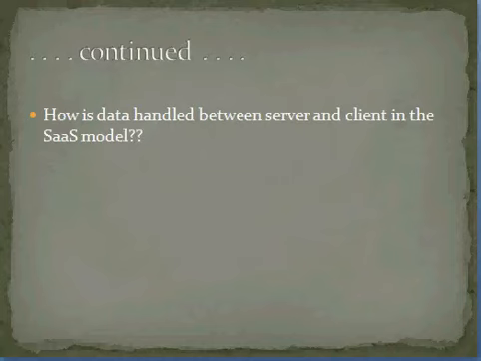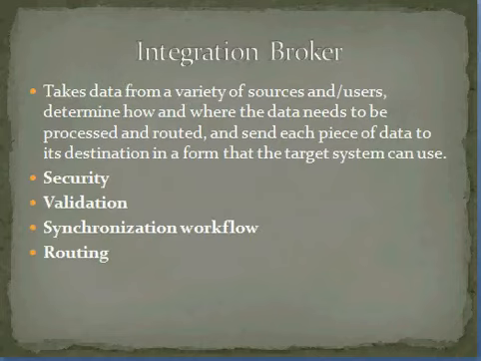How is the data handled between server and client in the SaaS model? Data can originate from different sources using different protocols and a variety of mutually incompatible formats. It is the responsibility of the integration broker to take this data from a variety of sources, determine how the data needs to be processed and where the processed data is to be routed, and then send each piece of data to its destination in a form that the target system can use. It basically acts like a control unit of the processor.